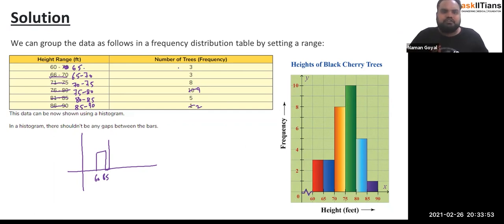Now for 60 to 65, it is 3. So this point is 3. We have to take this bar. For 65 to 70, we have to take this bar. For 70 to 75, we have to go up to 8. For 75 to 80, we have to take 9. So we have to remove this, we have to take up to this part. This is 9. And for 80 to 85, it is 5. And for 85 to 90, it is 2. Okay. So this is the required bar graph, the histogram.